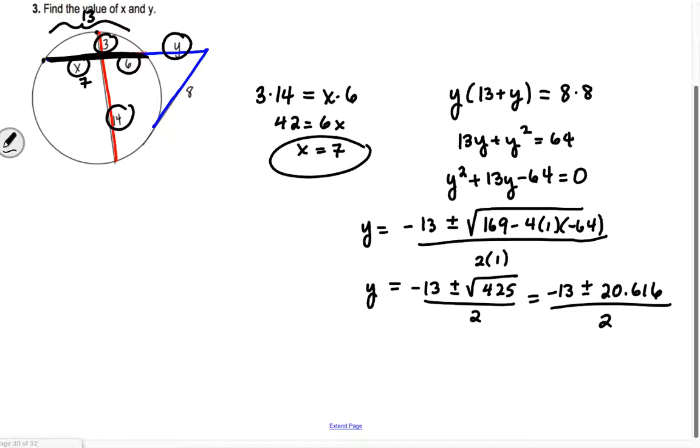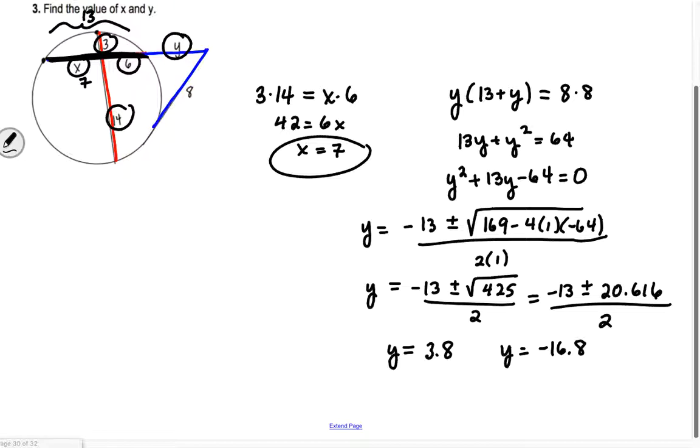And there's 2 answers that I can get. So let's first take the negative 13 and do plus 20.616, and then hit enter, and then divide by 2. So the first answer I got when I did the positive was 3.808, so I'm going to do 3.8. And the second one, if I take negative 13 and then I do minus 20.616, and then I take that answer and I divide by 2, I get negative 16.8.